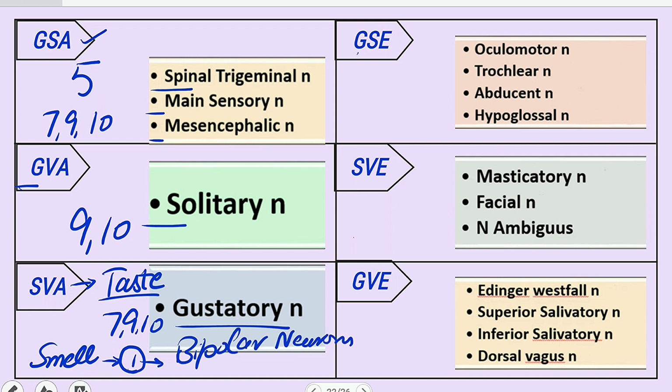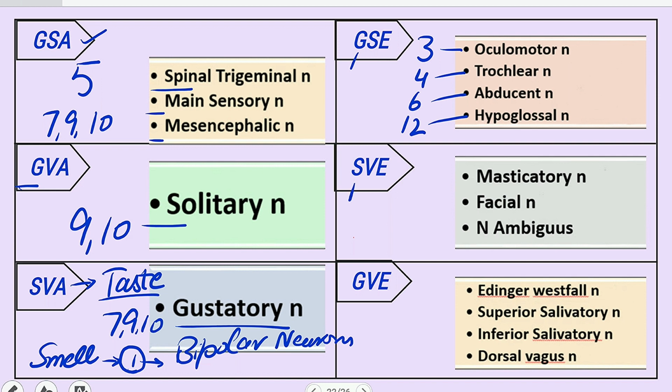Next comes the motor component, general somatic efferent component. For this, we have the cranial nerves number 3, 4, 6 and 12. Oculomotor nucleus belongs to the third cranial nerve, trochlear nucleus belongs to the fourth cranial nerve, abducent nucleus belongs to the sixth cranial nerve, and hypoglossal nucleus belongs to the 12th cranial nerve.